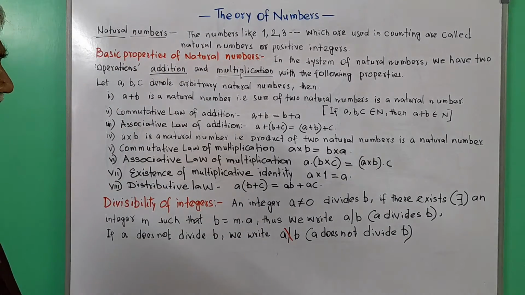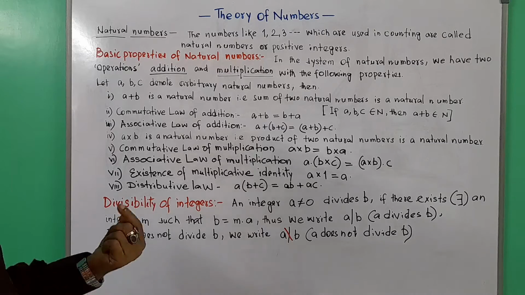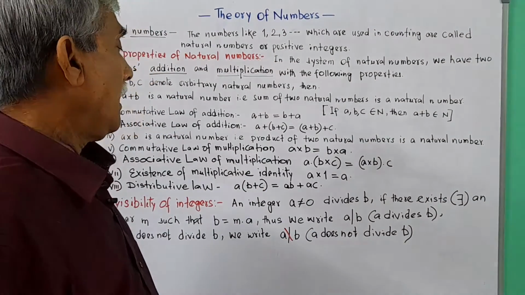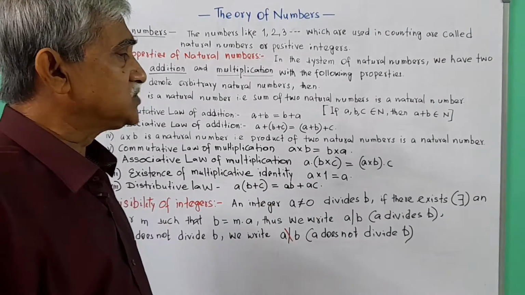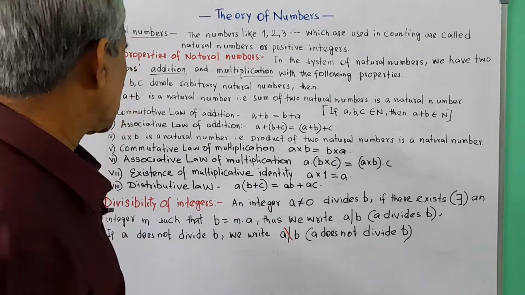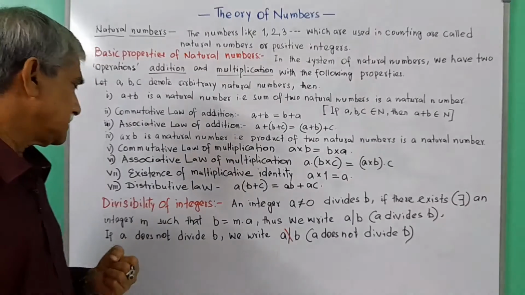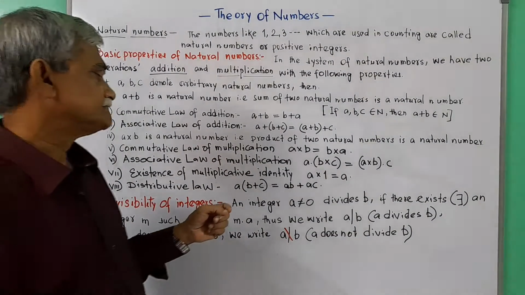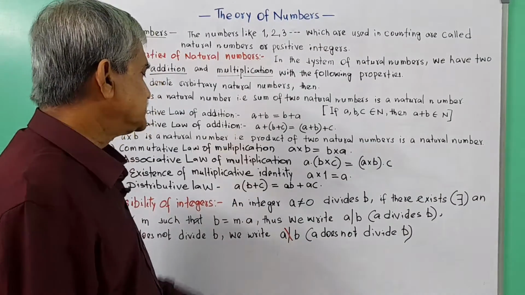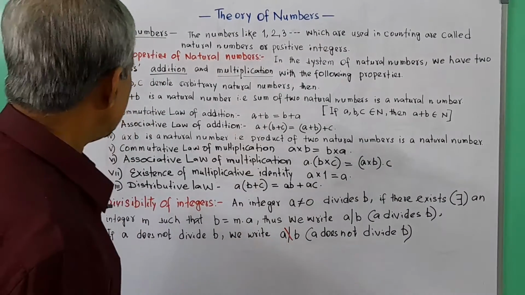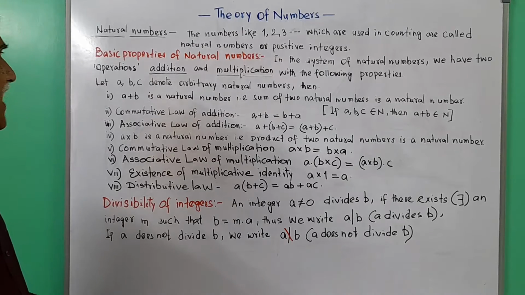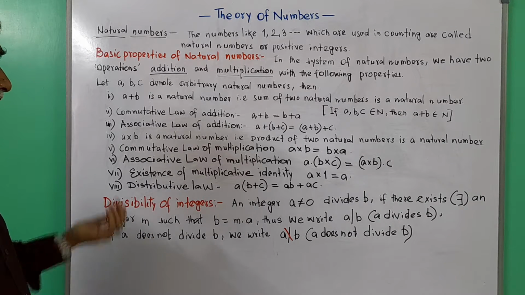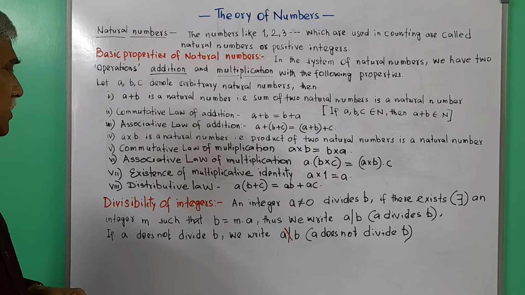Number 7 is the existence of multiplicative identity. Here it is 1, when A into 1 equals A. And finally, number 8, the distributive law: A times B plus C equals AB plus AC. These are the properties of natural numbers with the operations addition and multiplication.